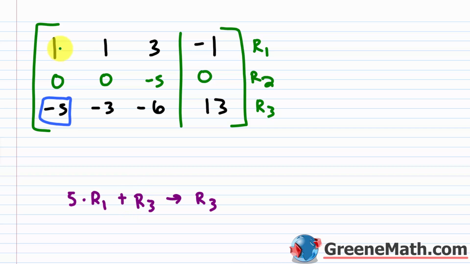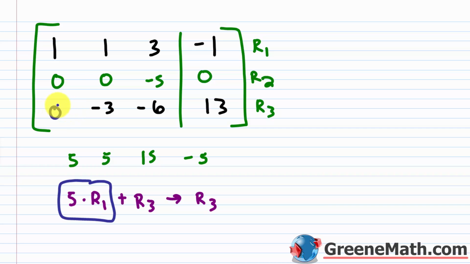So if I do 5 times 1, that's 5. 5 times 1, again, that's 5. 5 times 3 is 15. And 5 times -1 is -5. So now I'm adding these results, this part right here, to row 3. If you ever get lost in what you're doing, just look at your notation. It's going to help you keep track of what's going on. So 5 plus -5 is 0. And then 5 plus -3 is going to be 2. And then 15 plus -6 is going to be 9. And then -5 plus 13 is going to be +8. Okay, so this part's done.